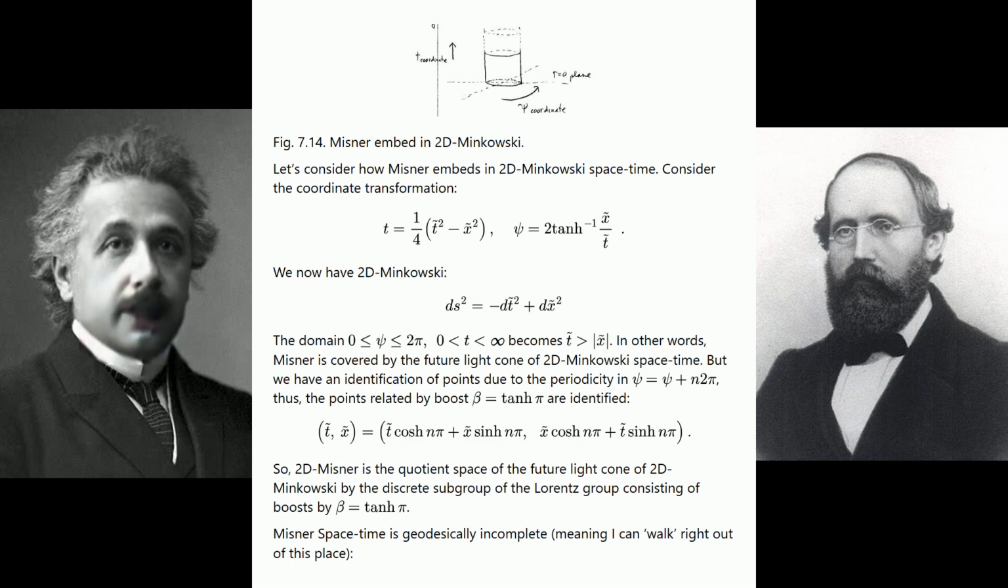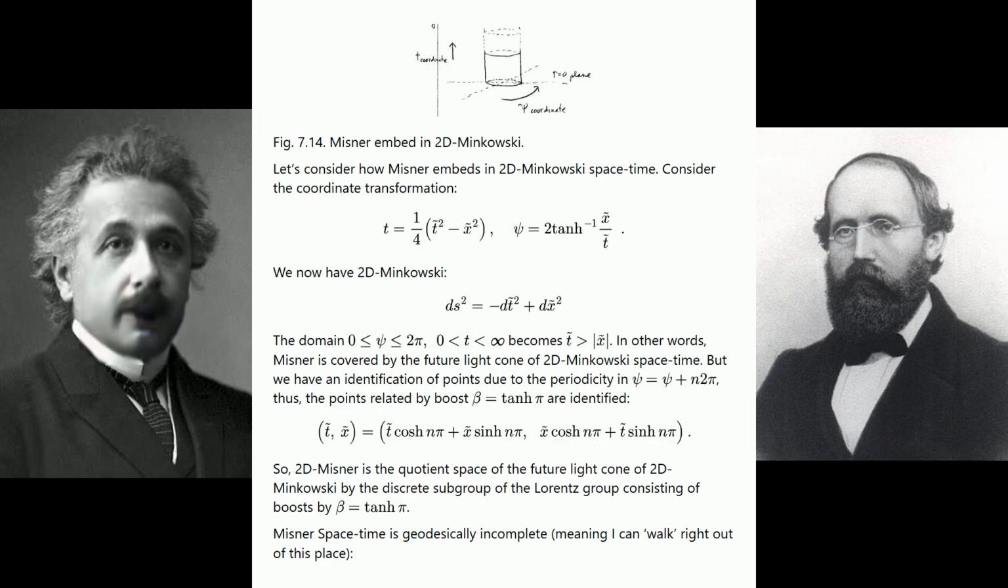See the next equation. The domain 0 ≤ ψ ≤ 2π, 0 < t < ∞ becomes t > |x|. In other words, Misner is covered by the future light cone of 2D Minkowski spacetime. But we have an identification of points due to the periodicity ψ = ψ + n2π. Thus, the points related by boost β = tanh(π) are identified.